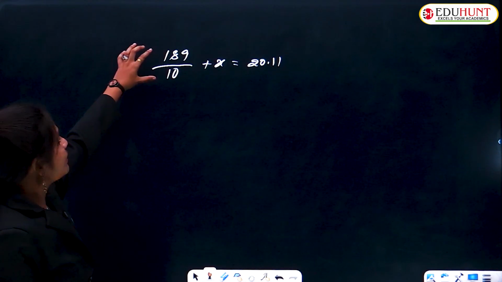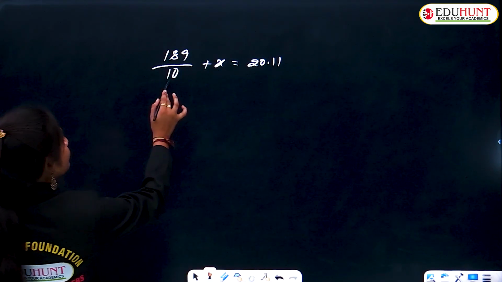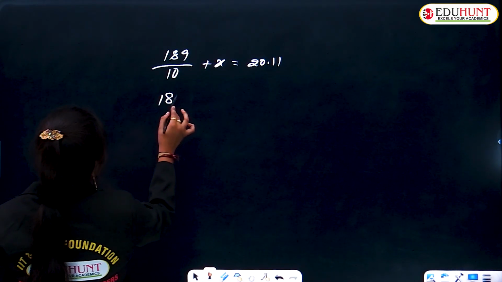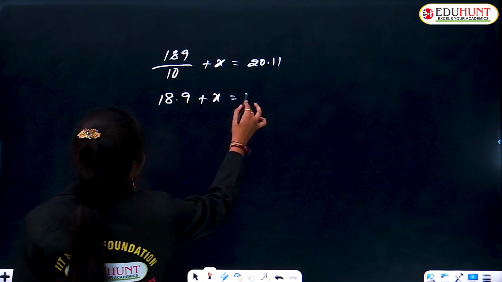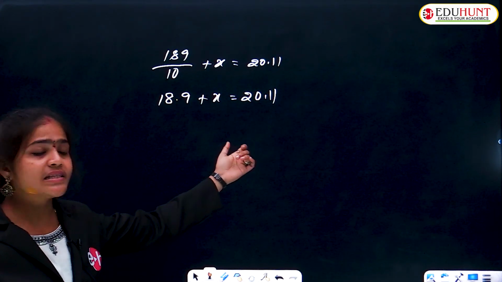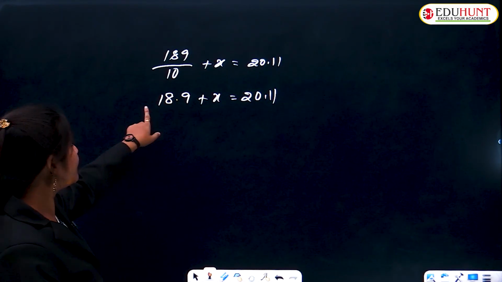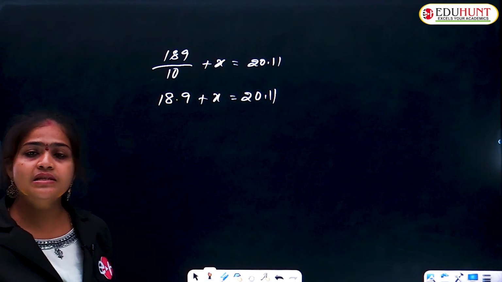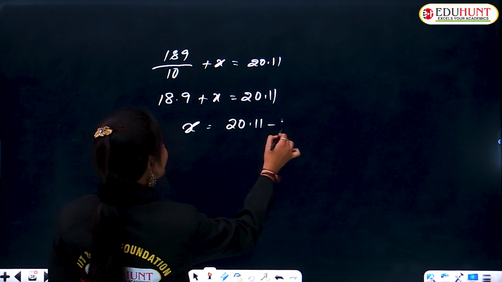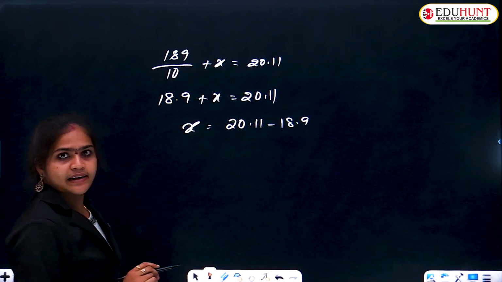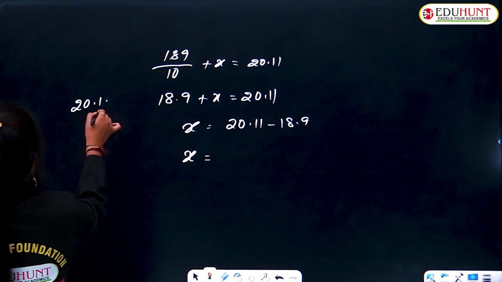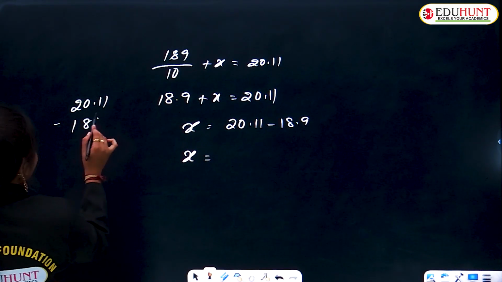How do we convert that fraction into decimal here? In the denominator we have only one 0, that is 10, right? Then we can write it as 18.9 plus x is equal to 20.11. This is also the same, no? The sum of two numbers is equal to 20.11. One of the numbers is 18.9. By using the subtraction method, x is equal to 20.11 minus 18.9. Then you will get the answer.